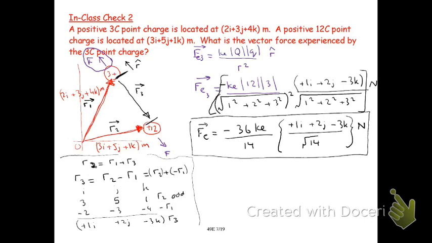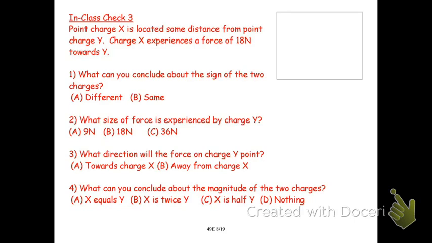So it's a nice skill. And you could be doing this with electric fields, and we'll do it later, we're going to do vectors a lot. A point charge is located at some distance from y. So here's x and here's y. The charge x experiences a force of 18 newtons towards y. So this is 18 newtons. And then this is just basically conceptual stuff based on that. What can you conclude about the sign of the two charges?